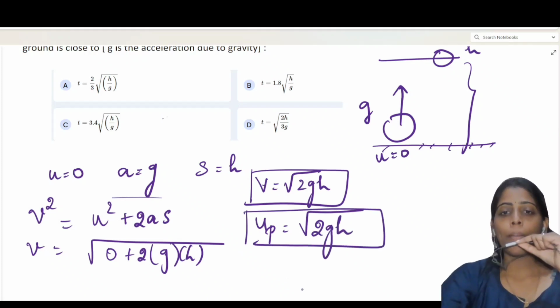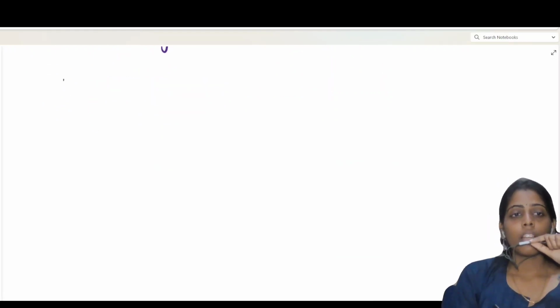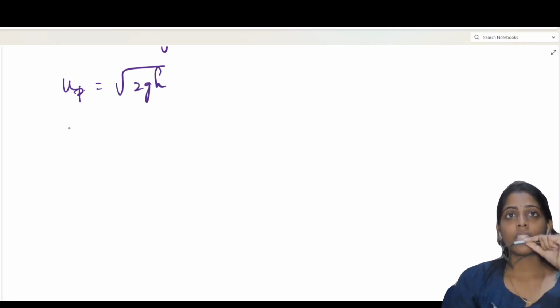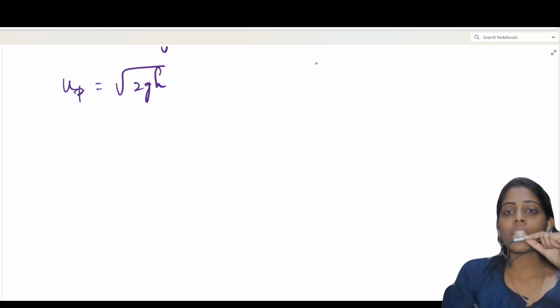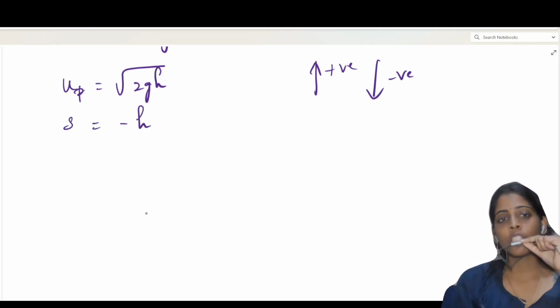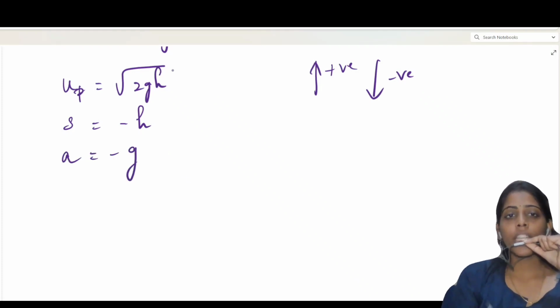Now, what parameters do we know about the packet which is being released? We know the initial velocity, that is root 2gh, and we know that it has to reach the ground, which is at a height of h. In this question we will consider the upward direction to be positive and the downward direction to be negative. So the distance will be minus h, and the acceleration will also be minus g. With these parameters available, we need to find the time.